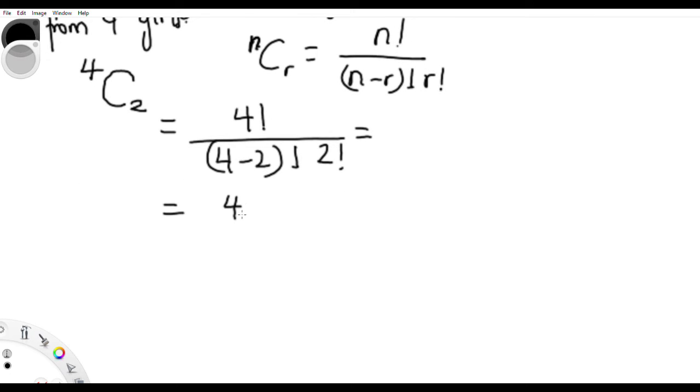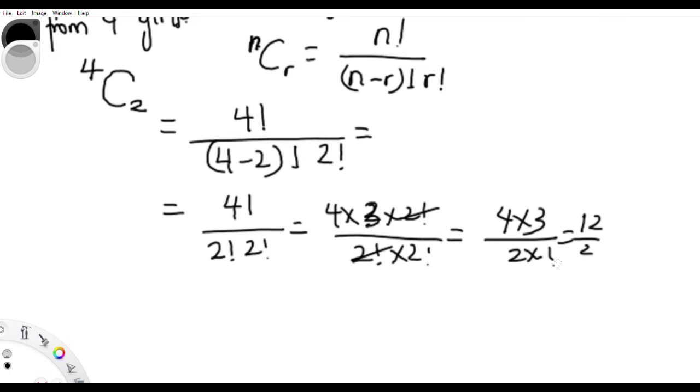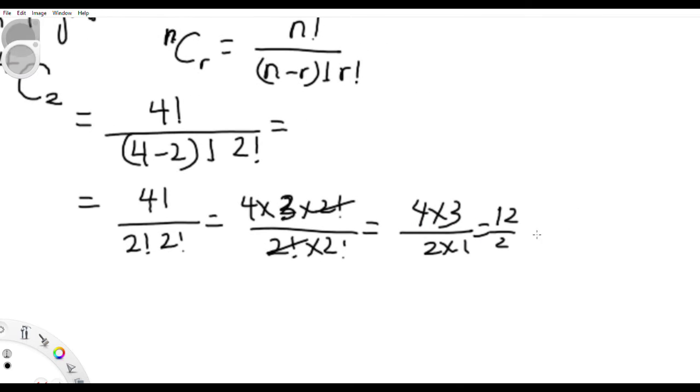That's 4 factorial over 2 factorial times 2 factorial. That's 4 times 3 times 2 factorial, and you have 2 factorial down there, that's why I stopped there. Okay, that's 4 times 3 all over 2 times 1. That's 3 times 4, 12, over 2, and that is what? 6. So you can select 6 ways.